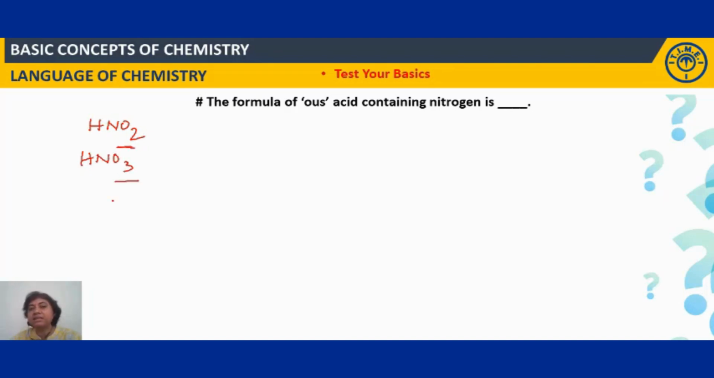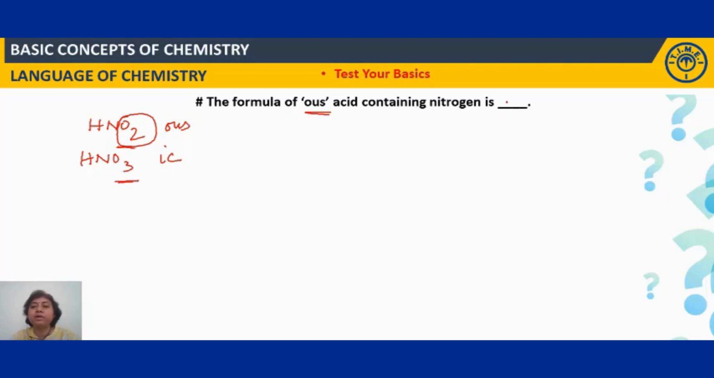The acid containing less number of oxygen atoms, then we use ous as suffix along with the name of the non-metal. Here the non-metal is nitrogen, and if the acid contains more number of oxygen atoms, then we use the ic suffix along with the name of the non-metal, that here is nitrogen. Fine. So here formula of ous acid is asked. So it is obvious that where there is less number of oxygen, that oxyacid will be the ous acid, will have the ous suffix, right?